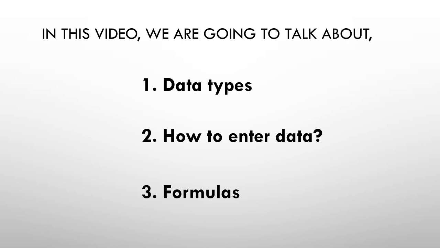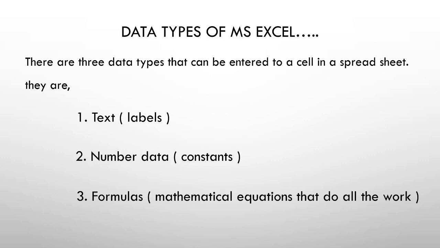Now let's know the data types of Microsoft Excel. There are 3 data types that can be entered to a cell in a spreadsheet. The first one is text, second number data, third formulas. Text means the words that you can enter there. Then the second is number data, as you know, the numbers. And at last we are talking about formulas.